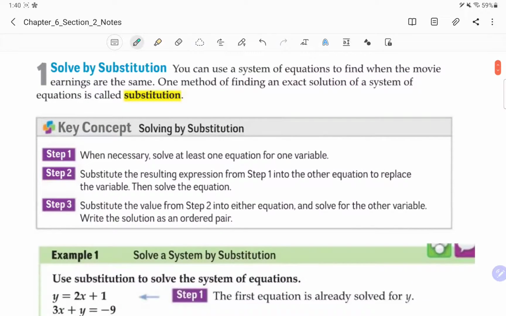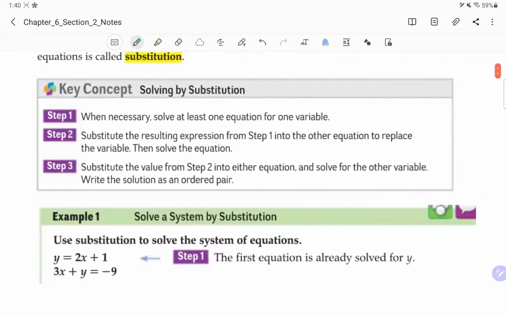Like you saw, occasionally we had to type it into the calculator, try and figure out where. So this method will always work, okay? And it doesn't matter if decimals or fractions or anything like that is involved. So when you solve by substitution, what you need to do is, if it's necessary, sometimes it will be necessary, solve at least one equation for one variable. So that means solve it for either x or for y. Okay, either option. Solve it for x or solve it for y.